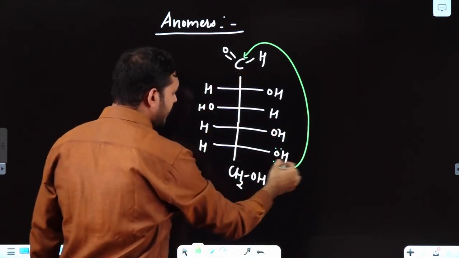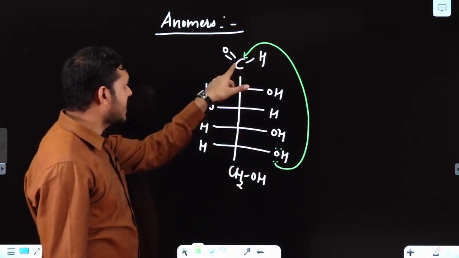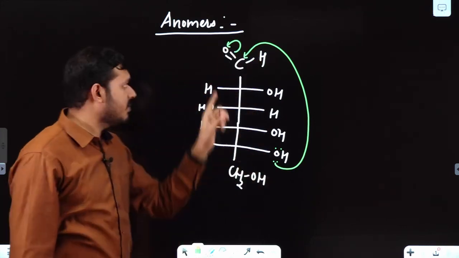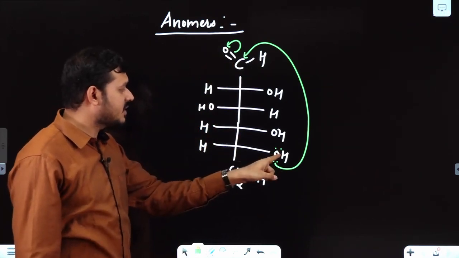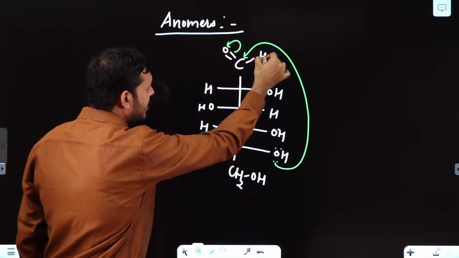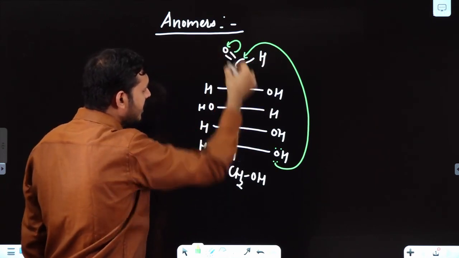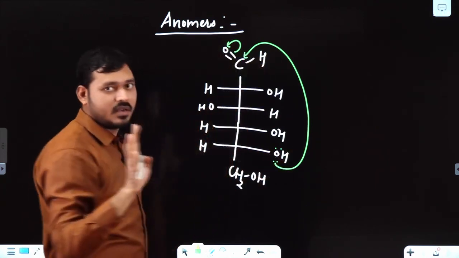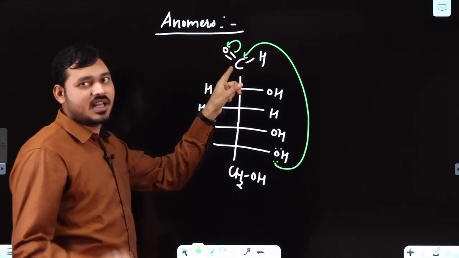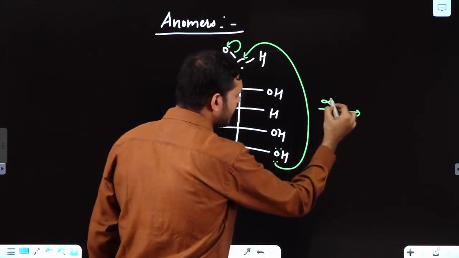So when this attacks, what will happen? This oxygen will form a bond with this carbon, and this bond will break into O minus. When it becomes O minus, the hydrogen from this part will go here. Now check this carbon: it has hydrogen, this group, this OH, and this oxygen bond as the fourth part. So this carbon is generated as a chiral center, and we have two possibilities. Let me draw alpha first.